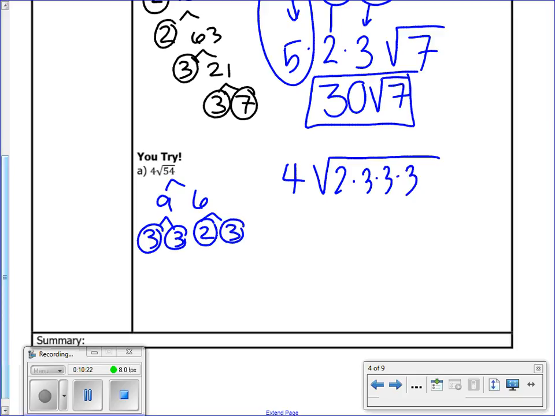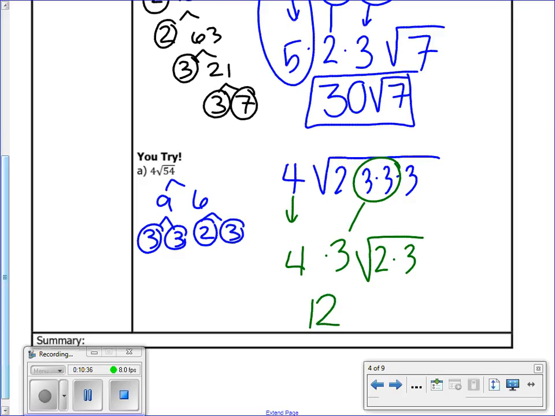And we want to find twins. I only have one set of twins, and there are 3. But remember to carry down the 4 as well. So we have 4 times 3, square root, and what's left over is a 2 and a 3. So we have 4 times 3, which is 12 on the outside, square root 2 times 3, which is 6. So your final answer is 12 square root 6.